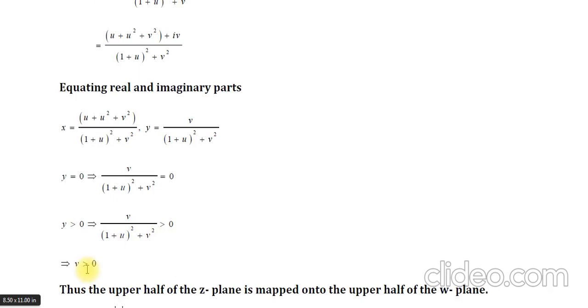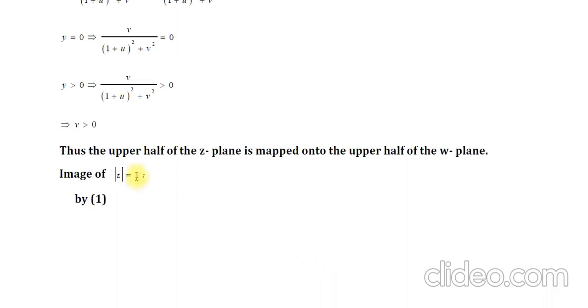So in the z plane, the axes were x and y. In the w plane, the axes were u and v. That is, u instead of x and v instead of y. So again you are getting the same region. Here y greater than 0, there v greater than 0. That is the upper half of the w plane. Right? The next one, I have to find out the image of mod z equal to 1.